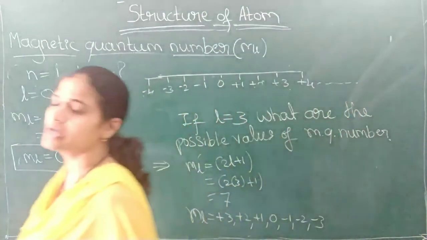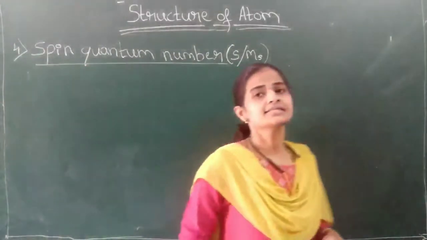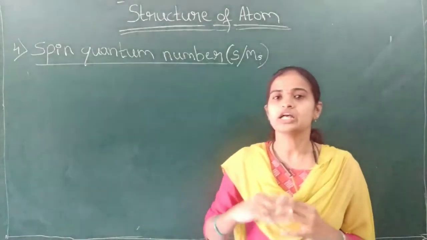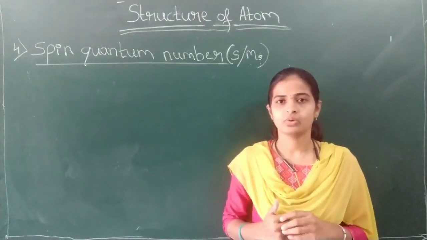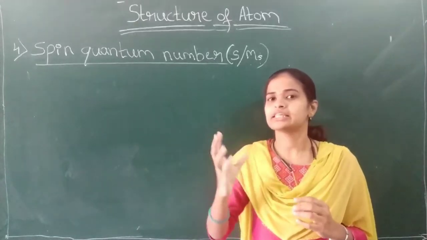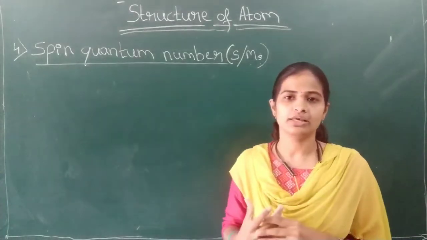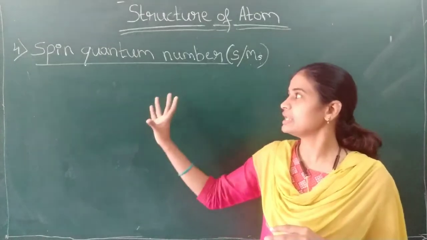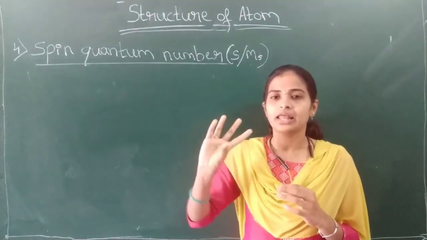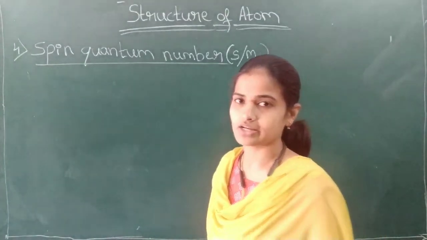Lastly, let us discuss the spin quantum number. As the name itself indicates, the spin quantum number gives information about the spinning of the electron. Just as the planets spin around themselves as well as rotate around the sun, in the same way the electrons also spin around themselves and rotate around the nucleus. The value of spin quantum number gives information whether the electron is spinning in a clockwise direction or in the anti-clockwise direction.